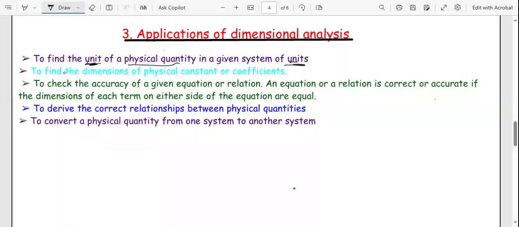Hope you are listening there in the meeting. To find the dimensions of a physical constant or coefficient. So suppose I tell you that the force of a particle depends on A and B.